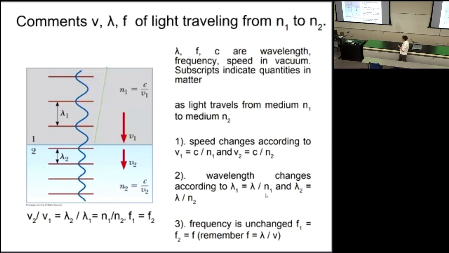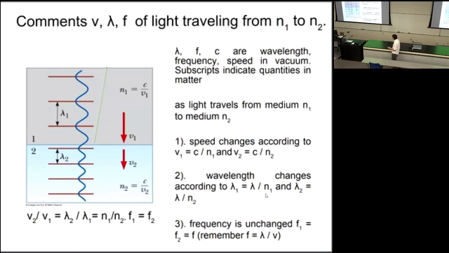These two materials have different refractive indices. I've labeled this one N1, that's, for example, the atmosphere, the air. And I've labeled this one N2, that's, for example, the ocean, the water. So what do those refractive indices imply for the speed of the waves, the wavelength of the waves, and the frequency of the waves in those different materials? That's what these three points are about here.